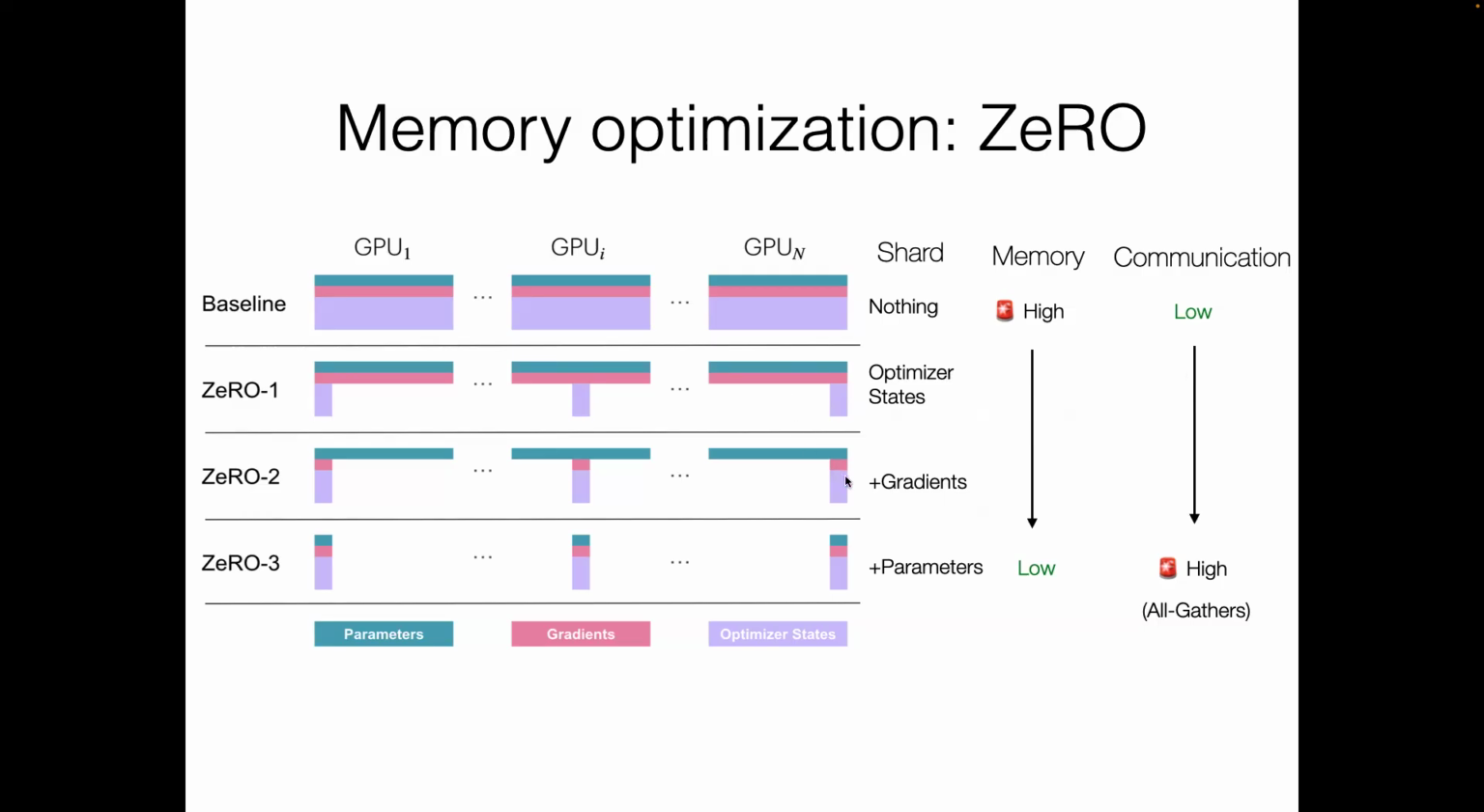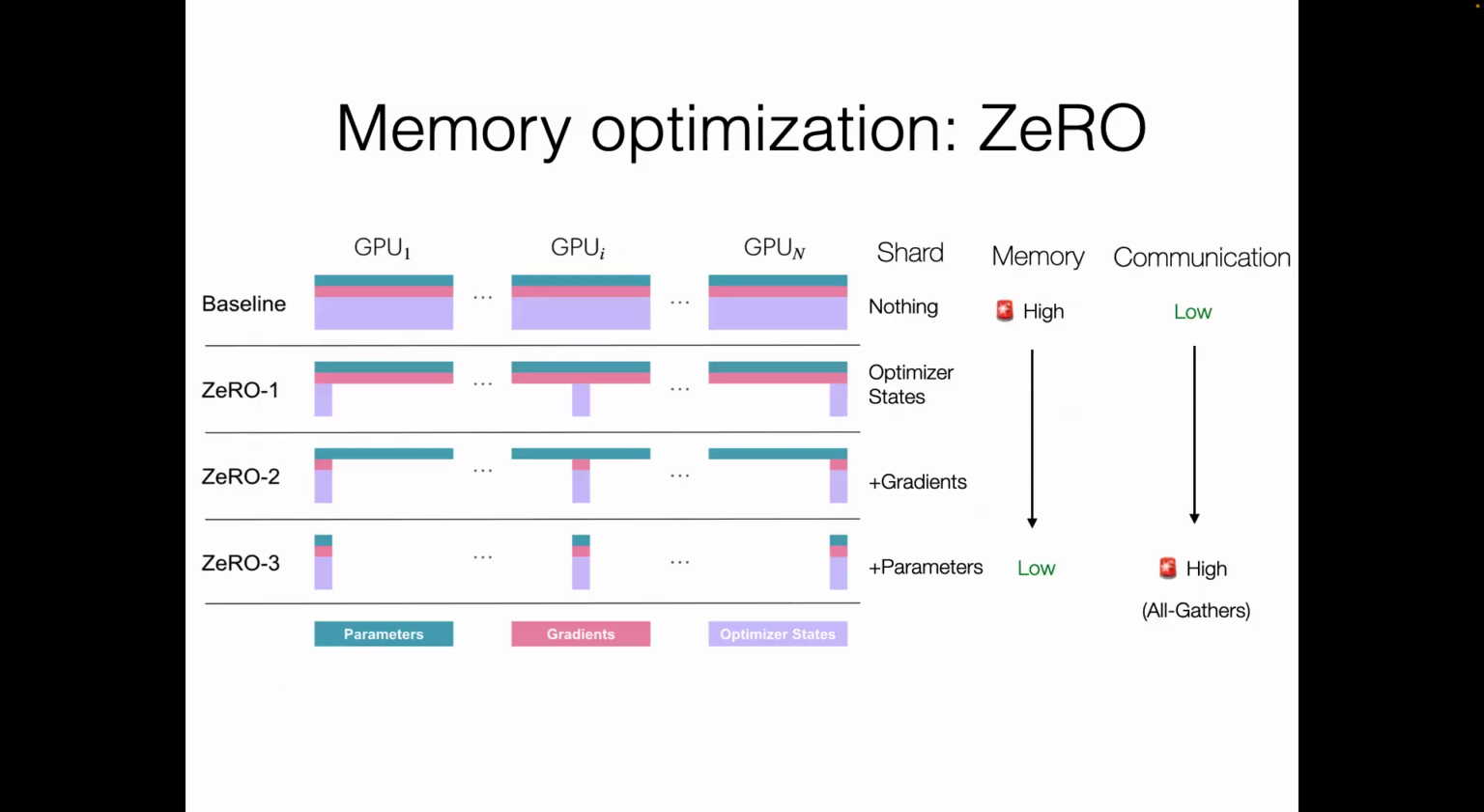Similarly, you can do this with gradients. So maybe it makes sense that if you only have the optimizer state here, then you only store the gradients on this GPU. And then ZeRO-3 is the most extreme. What you do is you basically shard the model parameters.